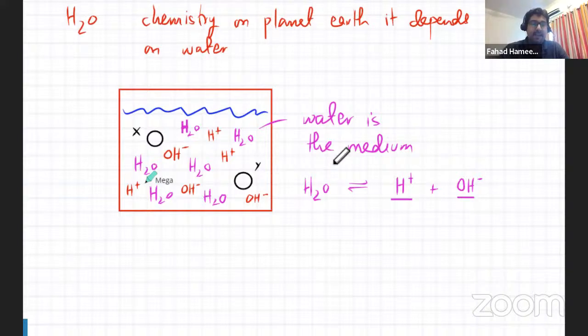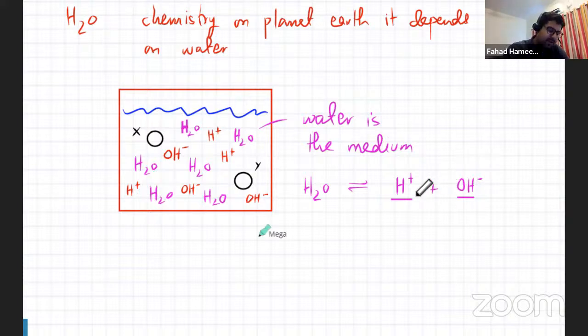And it's very reactive. Metals react with it. So water is not just standing around. If X is reacting with Y, water is also playing a role on its own. It might interfere with the reaction. So this is how the medium would look. It will have water in it, but it will also have H+1 and OH- ions.